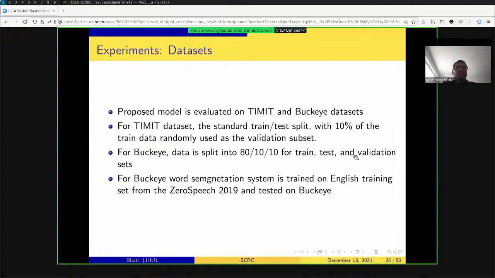And to benchmark it, we use the TIMIT and Buckeye datasets, which are typically used for measuring the performance of segmentation algorithms. For TIMIT, we use the standard train test split, with 10% of the train data randomly used for validation. And for Buckeye, we split the data into 80, 10, 10 for train, test and validation. For word segmentation, for more analysis and comparison with other systems, we also trained on the Zero Speech 2019 English dataset and tested it on Buckeye. This just shows how the model generalizes across datasets when the language is the same.